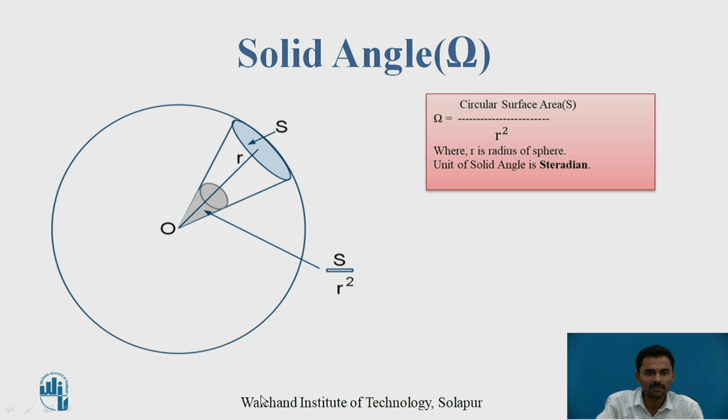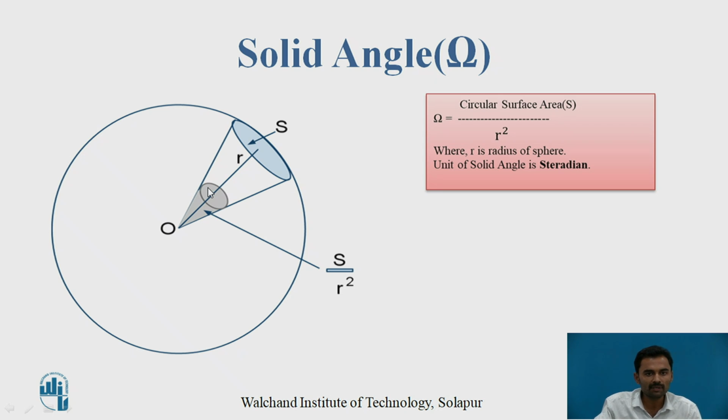Consider a sphere, and we mark a circular surface area S on the surface of the sphere. This circular area will subtend an angle at the center of the sphere. This subtended angle will be a three-dimensional angle, in circular form. So the angle subtended by a circular surface area on the sphere is nothing but the three-dimensional angle, or solid angle. That means whenever we have a circular area on the surface of the sphere, this circular area will subtend a solid angle at the center of the sphere in a circular form.